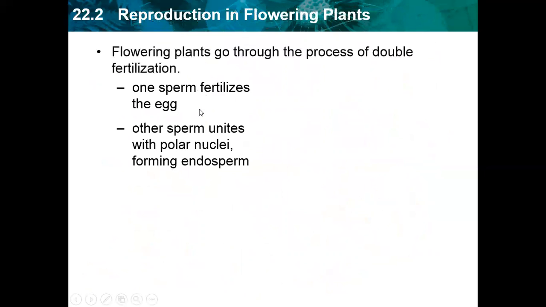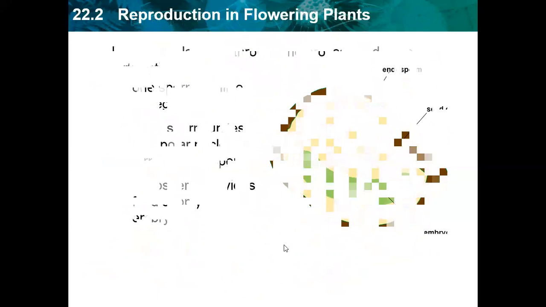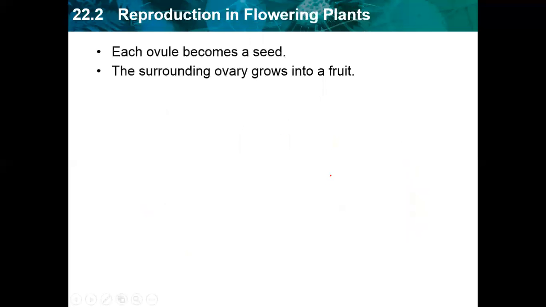One sperm fertilizes the egg, and the other sperm unites with the polar nuclei, forming the endosperm. The endosperm provides a food supply for the embryo before the leaves come out and it starts to photosynthesize. This is the endosperm, this is the seed coat, and this is the embryo inside the seed. Each ovule becomes a seed.